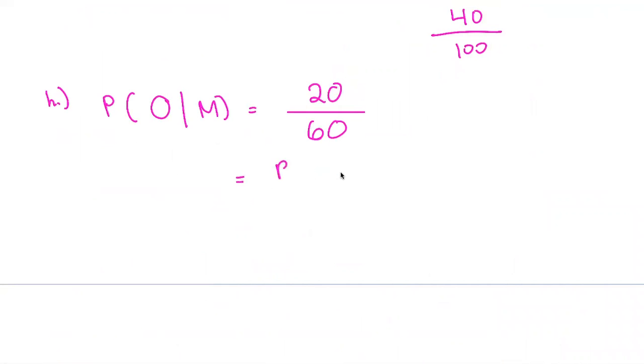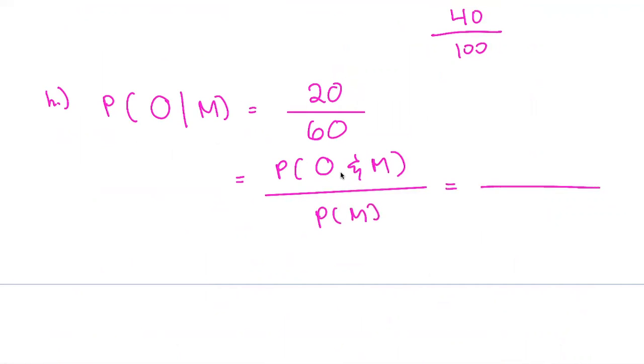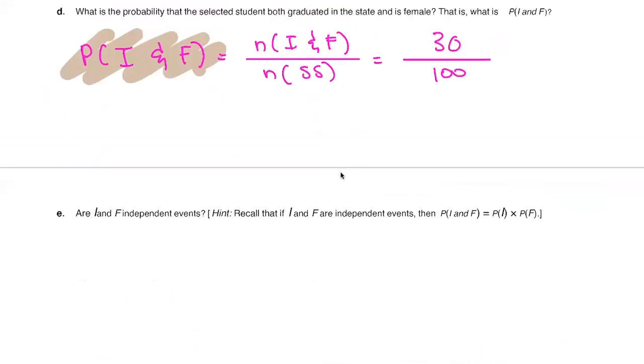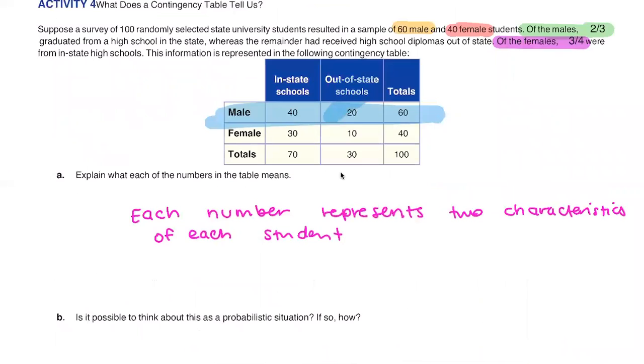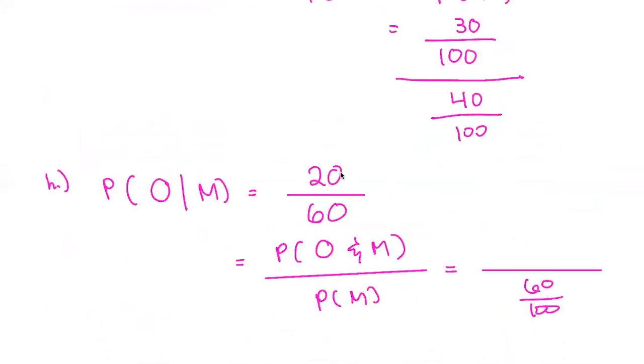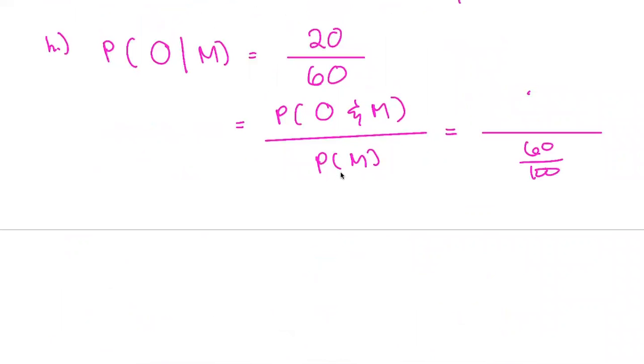Alternatively, using the formula, that's the probability of out of state and male divided by the probability of selecting a male student. I know that there are 60 out of 100 male students. Now, out of state and male, let's highlight this way as well. We double highlighted the 20, so that's 20 out of 100. The hundreds would cancel and you get 20 out of 60.